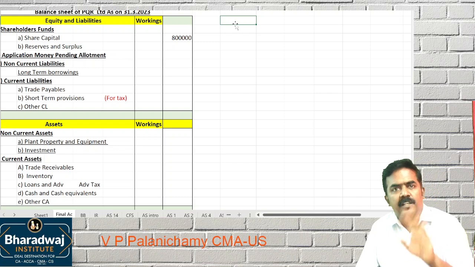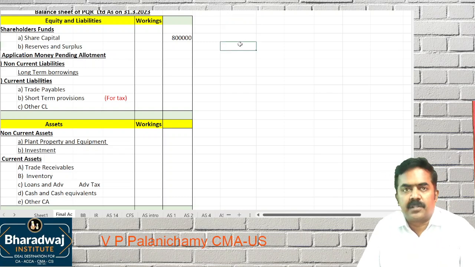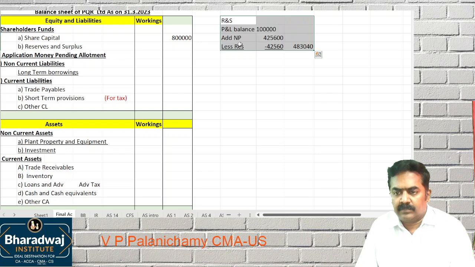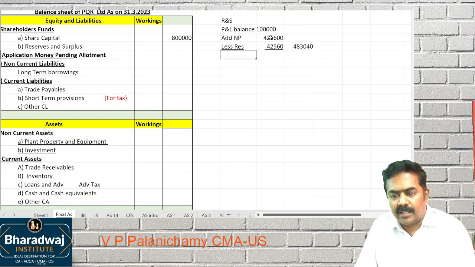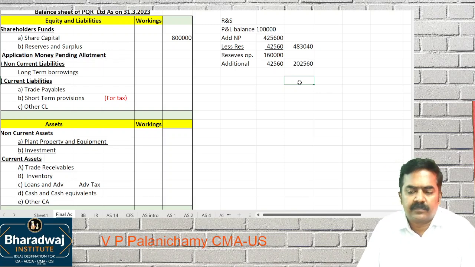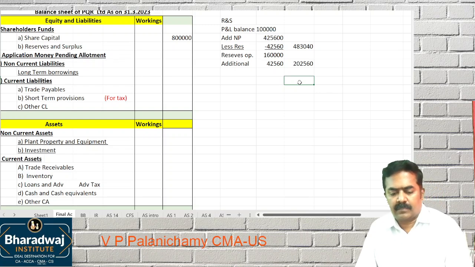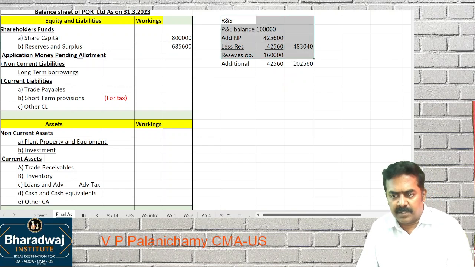Share capital 8 lakhs will come. Any working for reserves and surplus? Opening balance, add net profit. On that net profit, 10% transfer to reserve. Reserves, opening balance 1,60,000 plus addition 42,560, 2,02,560 will come. So these two will come as reserves and surplus.